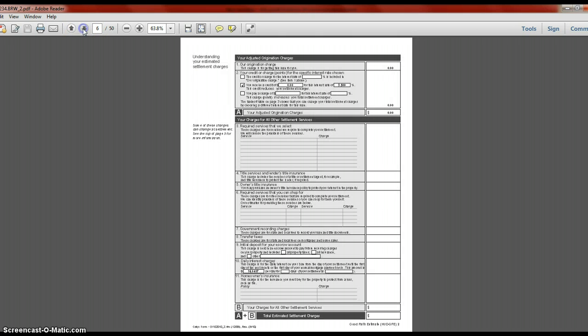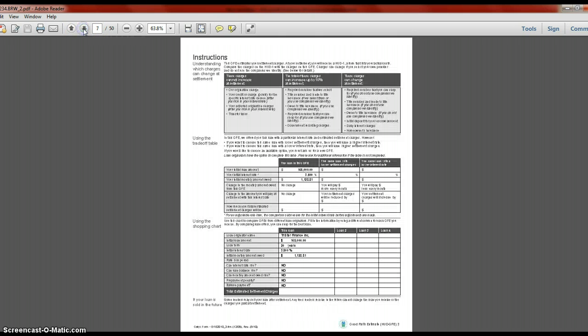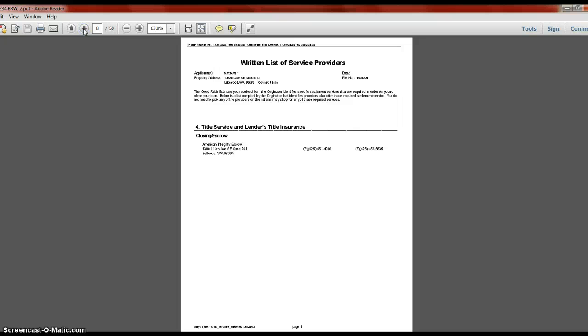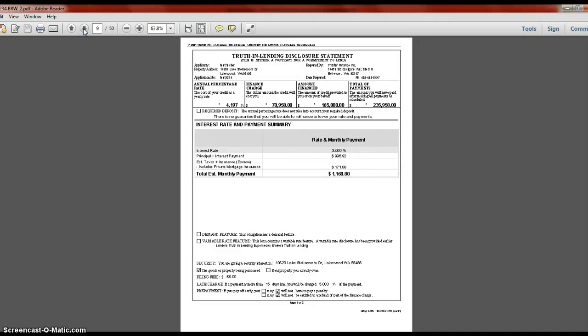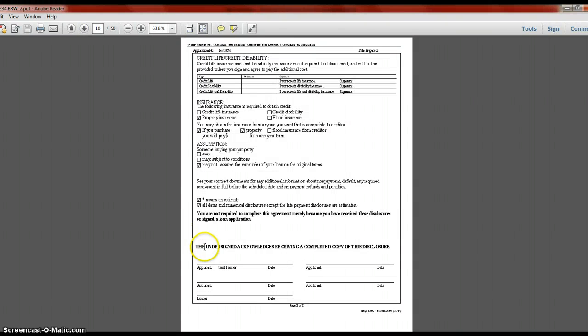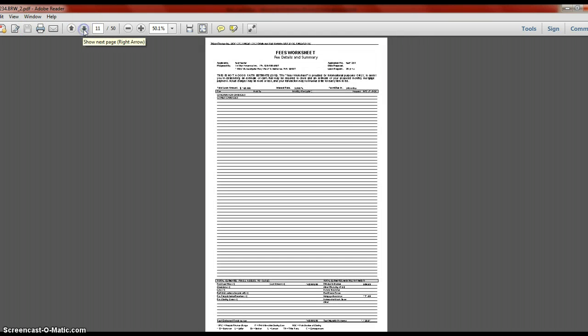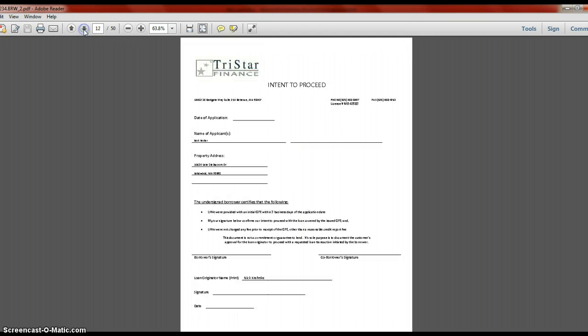Good faith estimate, you don't sign any page. It's just 3 pages of information. You don't sign the written list of providers. The truth in lending, you sign page 2 right here and then right here. The fee worksheet, you don't sign that. Your intent to proceed, you sign there and then sign there.